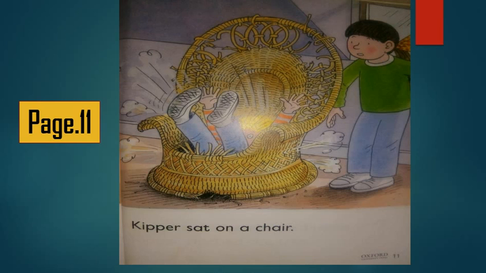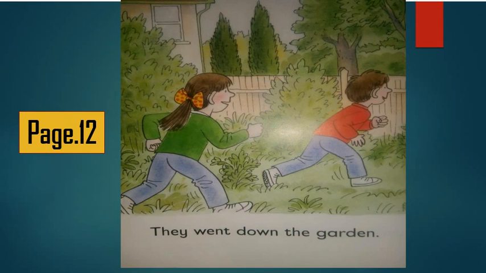Now open page number 12. What they are doing? Look here, they are running in the garden. Read this sentence. They went down the garden. Repeat it. They went down the garden. Highlight garden, down and went. Done? Very good.